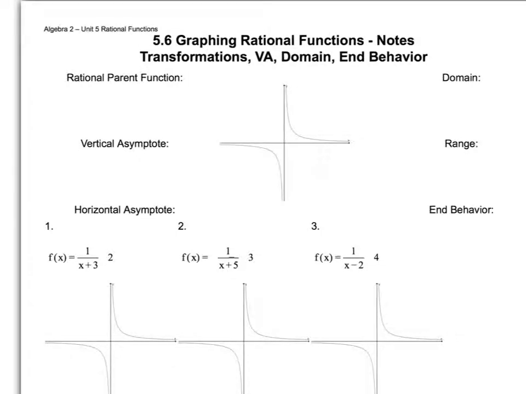Alright, we are doing 5-6 graphing rational functions. So, this is about graphing rational functions. And to do that, you've got to do some things. The first thing you want to do is identify your parent function, which is y equals 1 over x. And if you put that in there, you'll get something that looks like this.